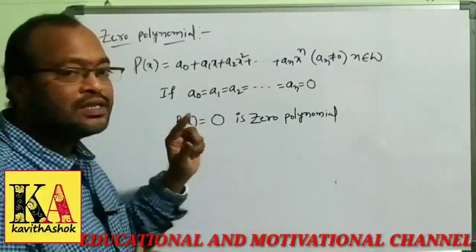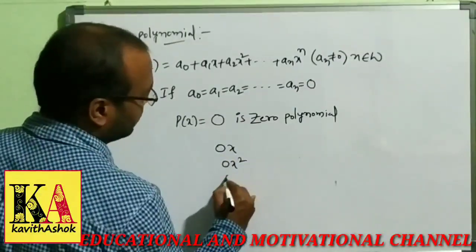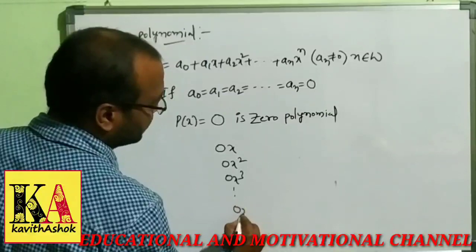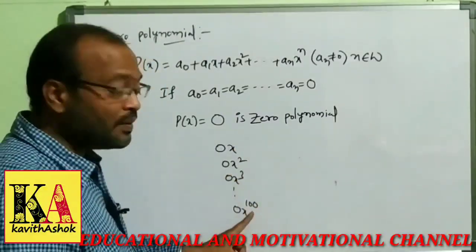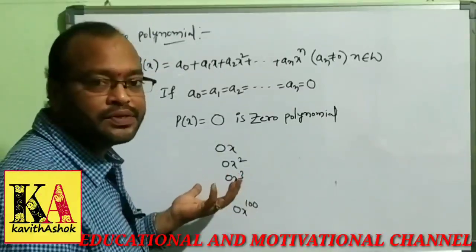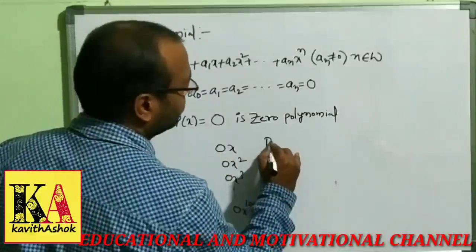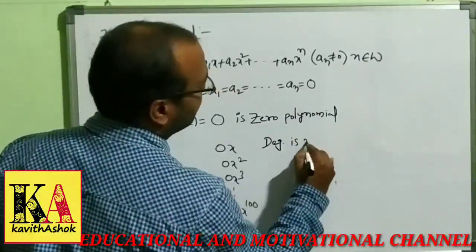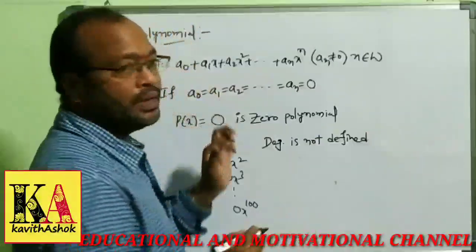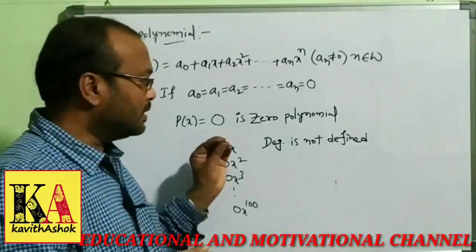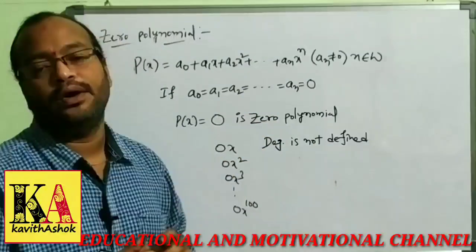Remember the degree of the zero polynomial. Look at here now. 0 into x, 0 into x square, 0 into x cube, so on, 0 into x to the power of 100. Whatever the power may be, 1, 2, 3, 100, when you multiply with 0, what does it become? 0. So that's why the degree of the zero polynomial is not defined. Degree is not defined for a zero polynomial. This is a very important concept. In competitive exams, remember carefully zero polynomial and zero degree polynomial.